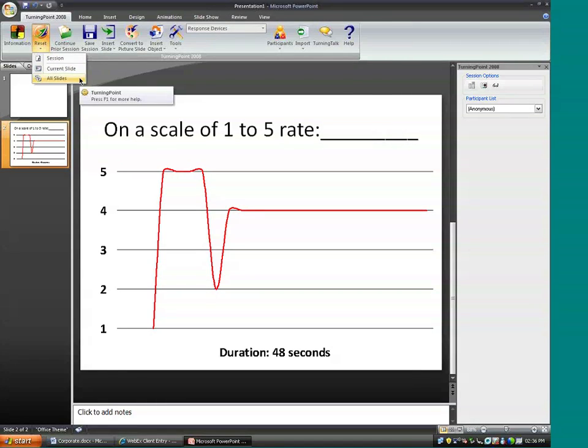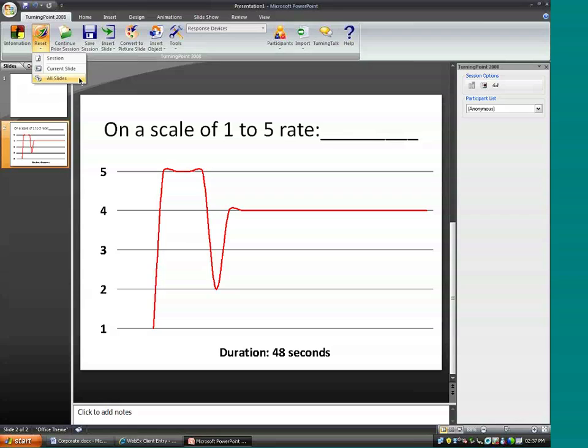And they're both the same class, which means they're pretty much going to go through the same presentation. Well, after the 8 a.m. class gets done, I'm not going to save their session. I'm not going to save the results. I am instead just going to reset all slides.